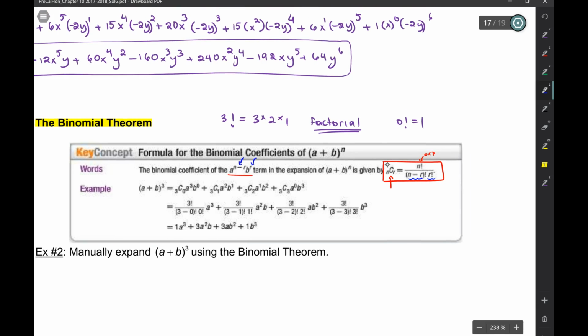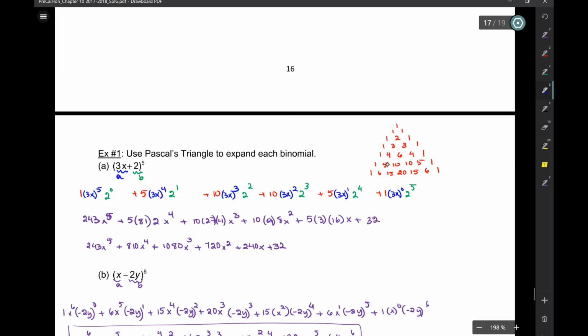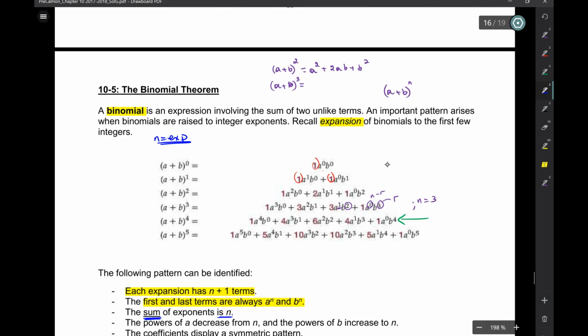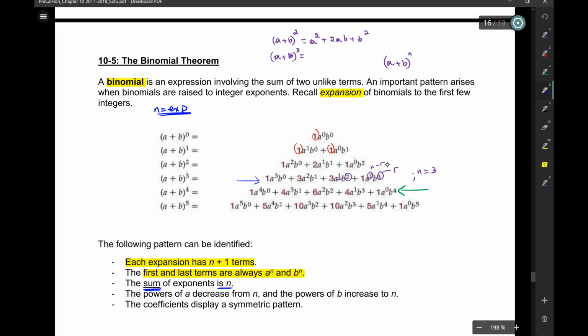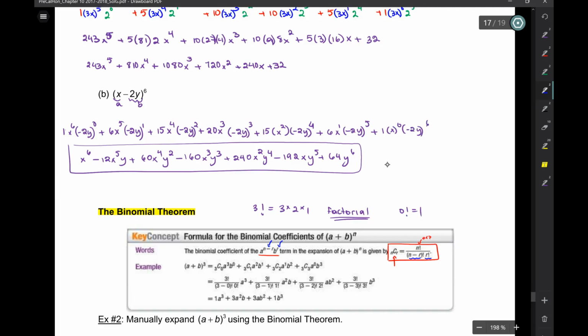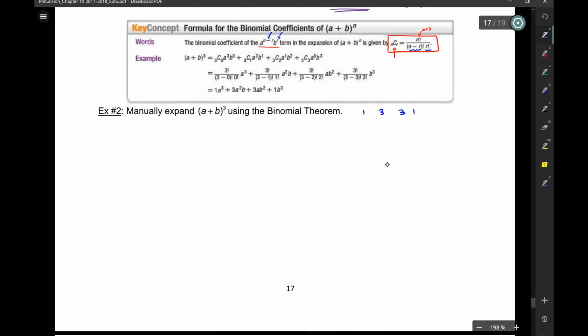All right, so take a look at this one, a plus b cubed. We're going to do it manually. What does Pascal's triangle say we're going to get for our coefficients for the cubed? It's 1, 3, 3, 1, right? Let's see. We're going to do it manually using the binomial theorem. a plus b cubed. This is going to be c, this is n, and this is r.